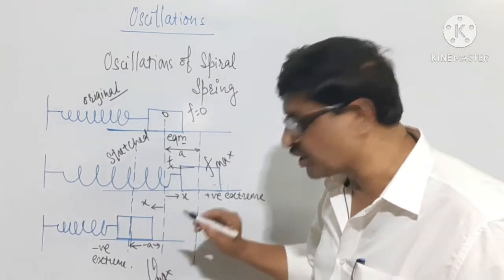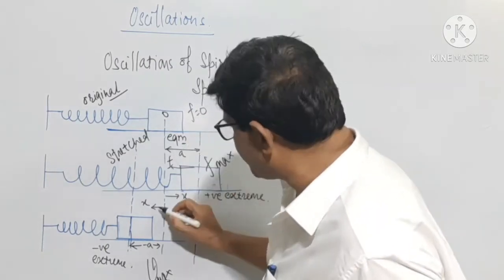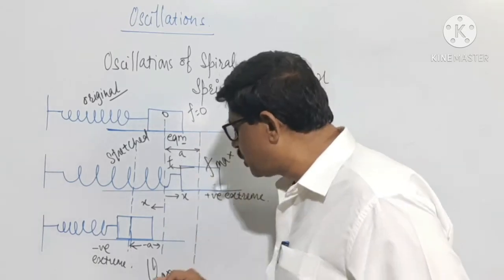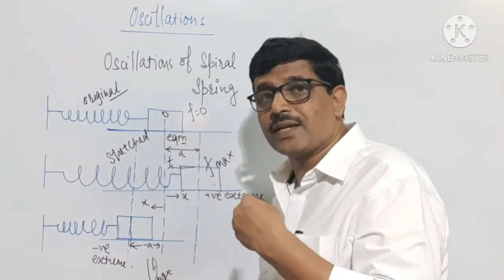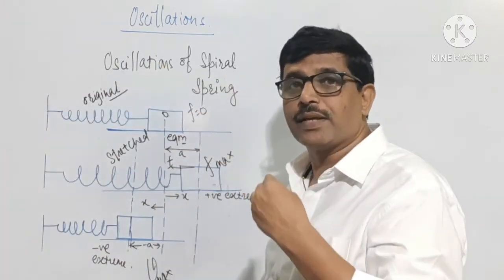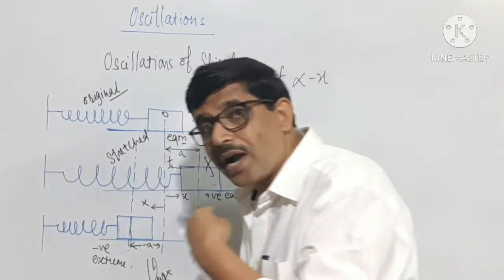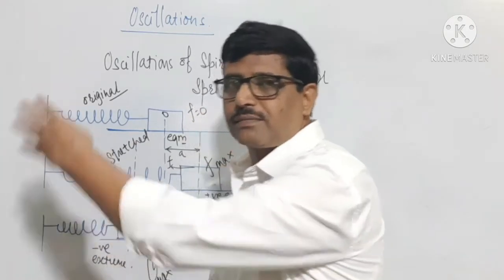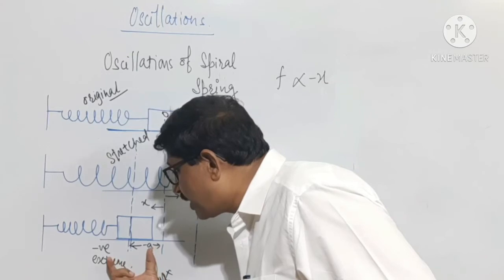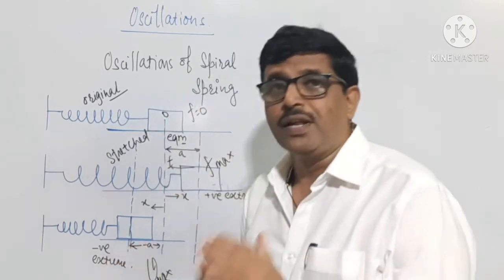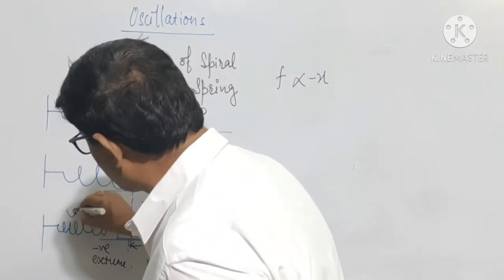Therefore, when the block comes to the equilibrium, its displacement is zero, the force is zero, but velocity is maximum. Because of the kinetic energy attained by the block, because of the inertial tendency, the block continues to move ahead towards the left. And when it crosses the equilibrium and moves towards the left, the spiral spring gets compressed. Here there will be compression of the spiral spring.